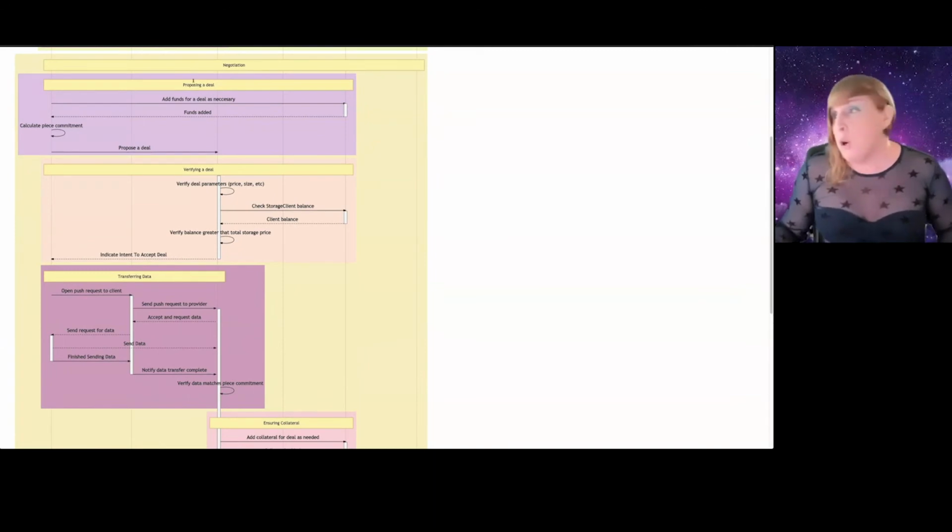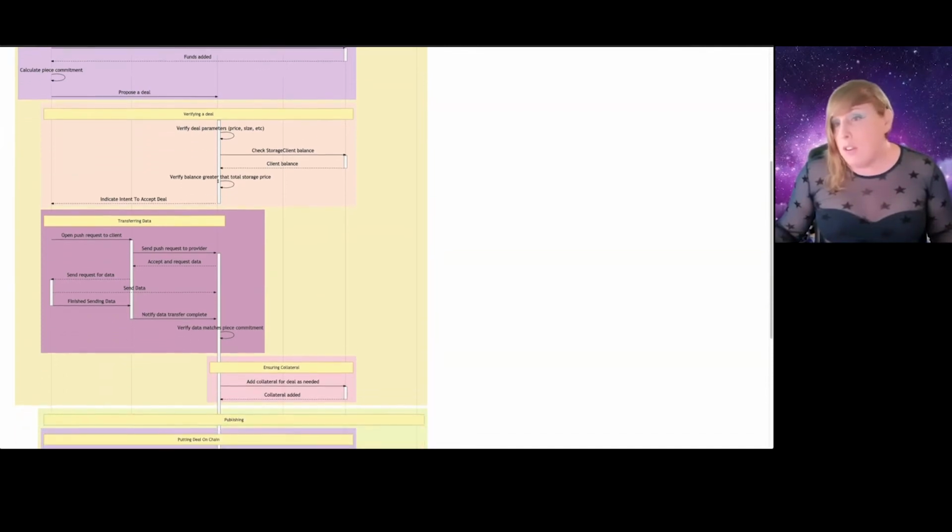So before I even propose a deal, on the client side, I'm going to add funds into the escrow for the storage market actor. The provider is going to want to make sure, even before they do a data transfer, that I've put the necessary money in so that the deal can go forward. Then I'm going to run all the data transfers on my side to calculate the PCID, or piece commitment. And then I'm going to propose the deal to the provider.